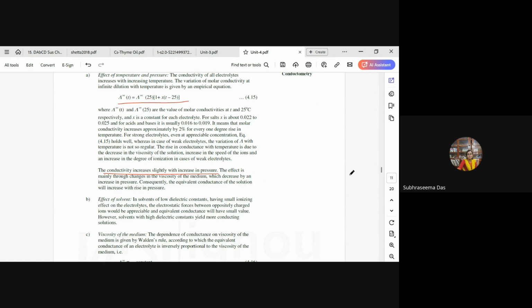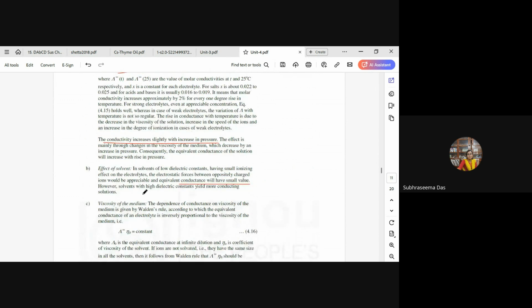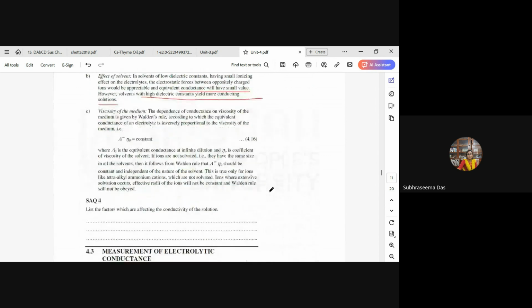Why is there an increase in conductivity with an increase in pressure? This effect is mainly through the changes that occur in the viscosity of the medium, which decreases with an increase in pressure. Then, coming to the effect of solvent. In solvents of low dielectric constants having a small ionizing effect on the electrolytes, the electrostatic forces between oppositely charged ions would be appreciable and the equivalent conductance will have a small value. Therefore, solvents with high dielectric constants yield more conducting solutions.